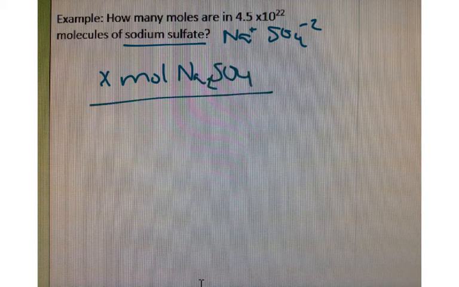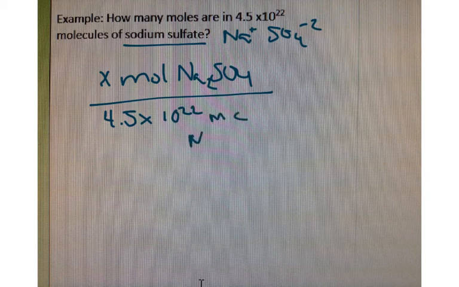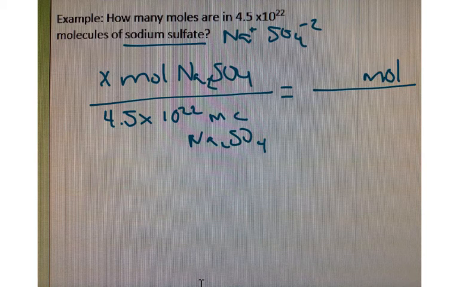Okay, I'm solving for moles, so I'm going to put it over my 4.5 times 10 to the 22nd molecules, and I'm going to abbreviate molecules as MC. Once again, make sure you put what substance you're talking about, so Na2SO4. I need to set up my proportion, so I know moles of the Na2SO4 has to be on top. And then I know I need to put molecules on the bottom, so I'm going to write molecules of Na2SO4.